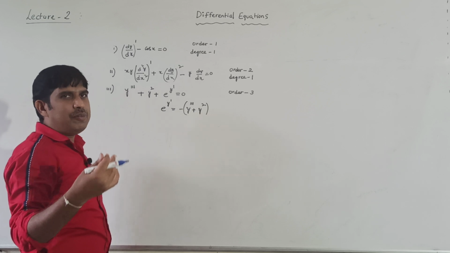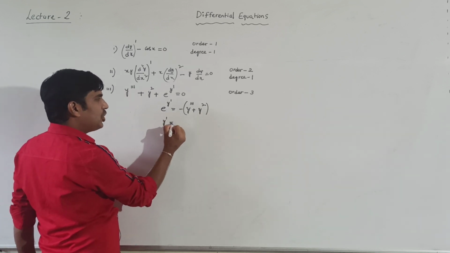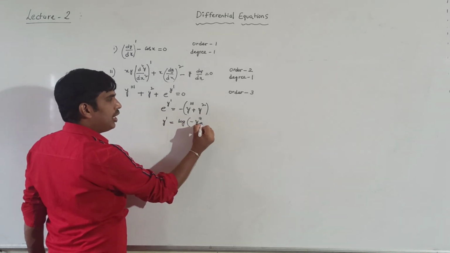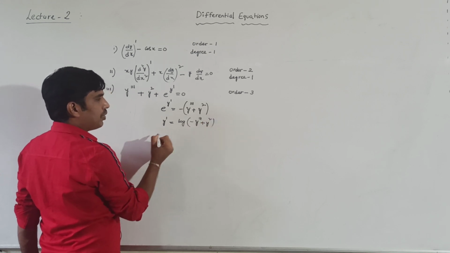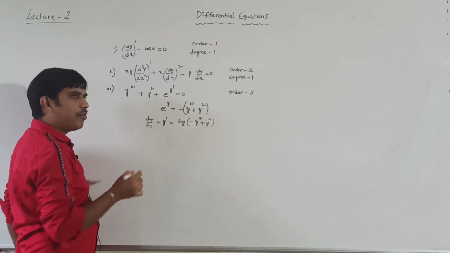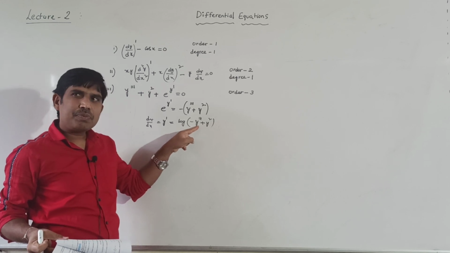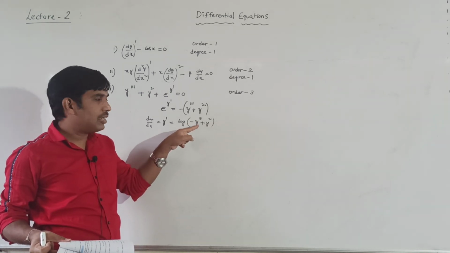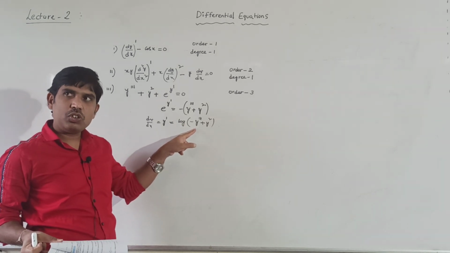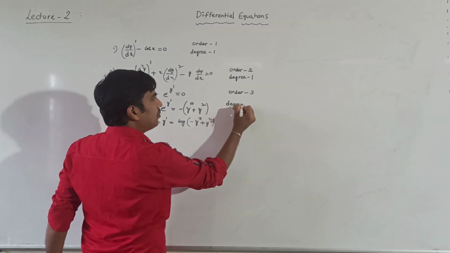Suppose if you eliminate it, whether the degree is defined or not, we have to verify. So from here y dash is equals to what can you write? Log of minus y triple dash plus y square. Y dash is nothing but dy by dx, again a transcendental function containing a derivative. This is a third order derivative. So the transcendental function again includes derivatives. Therefore degree is not defined for this.